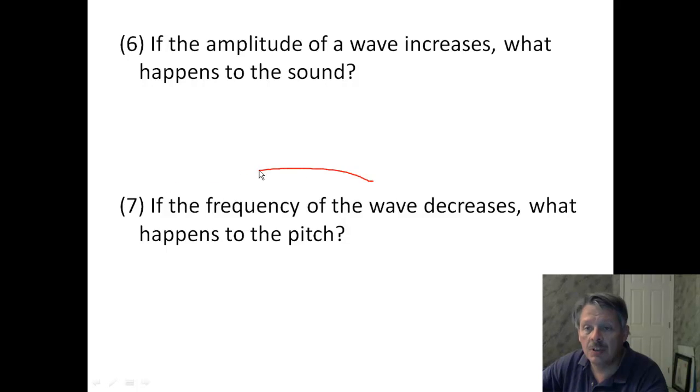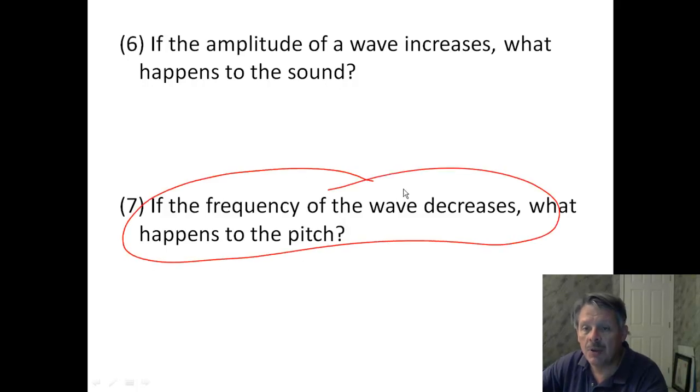If the frequency of the wave decreases, what happens to the pitch? If the frequency decreases, the wavelength increases. It slows, it gets bigger, it hits you less frequently. If the frequency goes down, the pitch goes down. So it sounds like a lower note. Think of a string bass versus a cello versus a viola versus a violin. As the frequency decreases, meaning you are going towards the bass, the pitch gets lower.